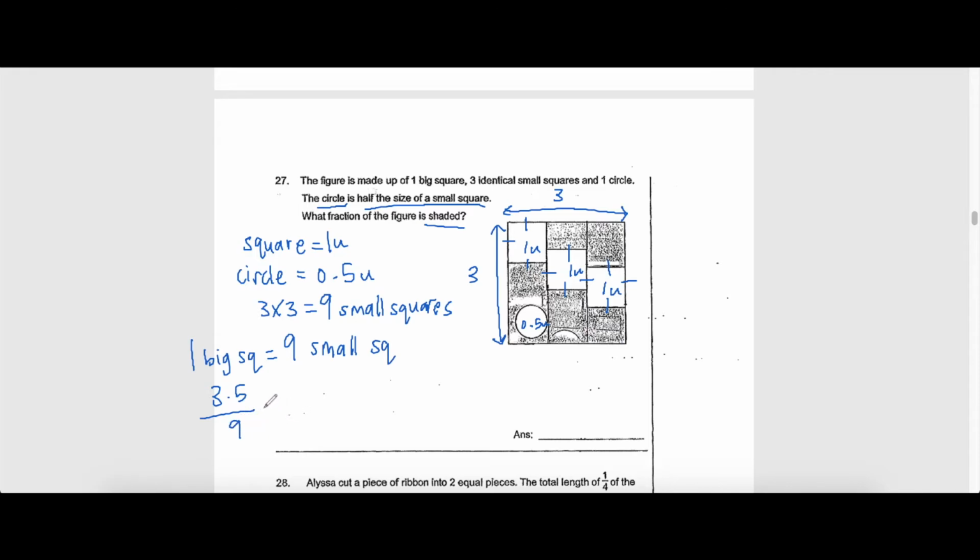That's unshaded. Okay, do not leave decimals in your fractions. So let's just times 2, top and bottom, to get rid of it. So I'm going to get 7 out of 18, unshaded.